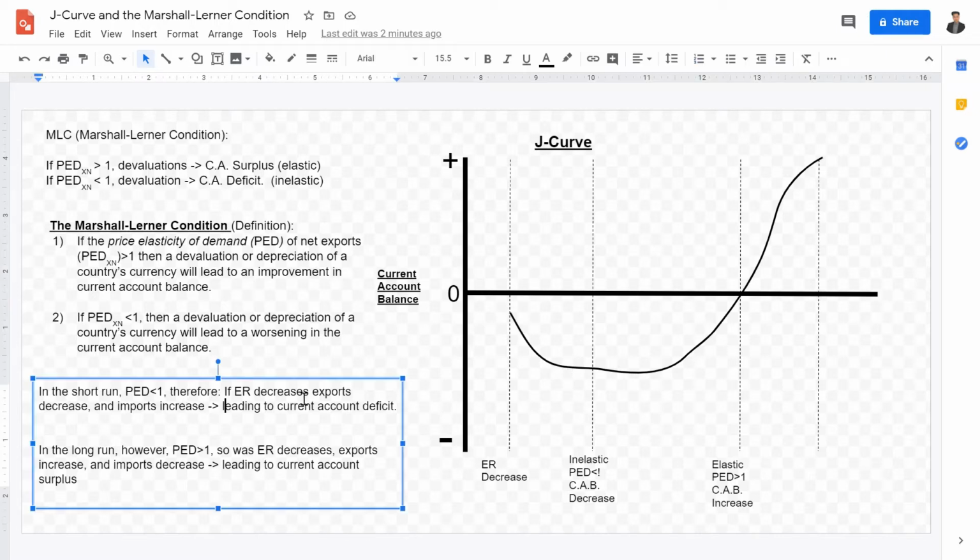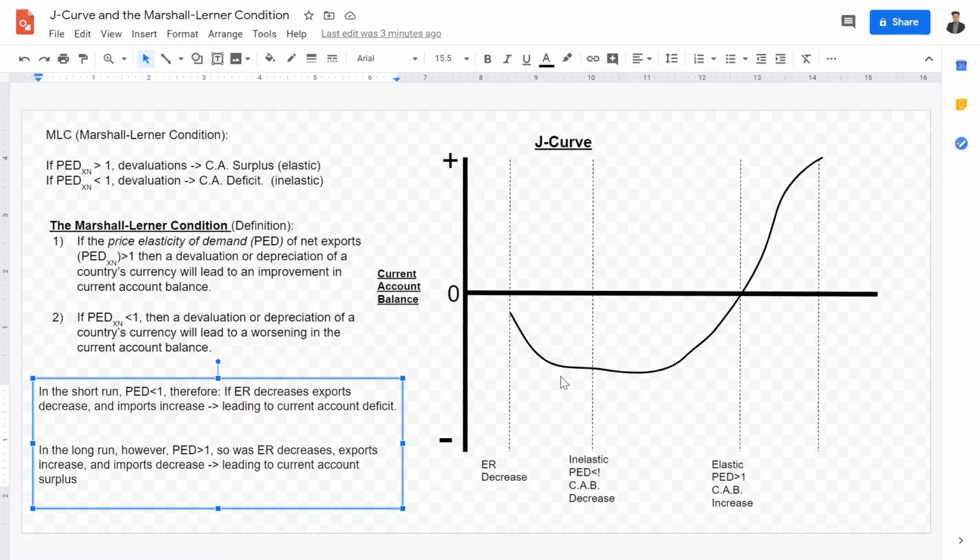So right here, in the short run, price elasticity is usually less than 1, okay? That means in the short run, it is generally inelastic. Therefore, if the exchange rate decreases, exports decrease. That's really clear once again because of the Marshall-Lerner condition. And imports increase, leading to a current account deficit.